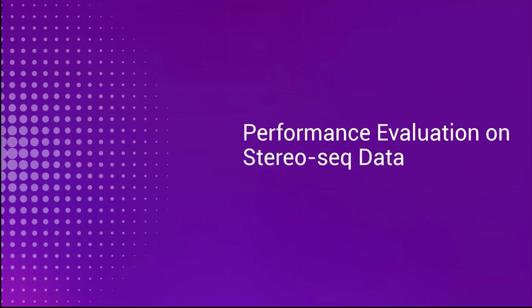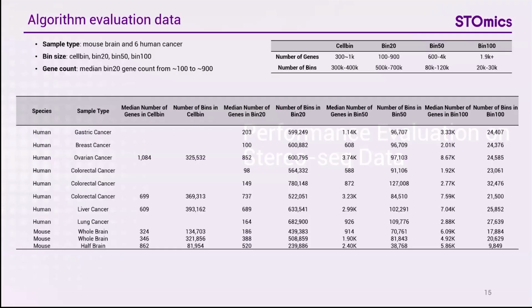Now, I will share the performance evaluation of these spatial gene co-expression algorithms on our Stereo-seq data. First, let me provide an overview of our test data. We tested a total of 11 samples, including mouse brain, human colorectal cancer, liver cancer, breast cancer, ovarian cancer, lung cancer, and gastric cancer. For each sample, we tested cell bin, bin 20, bin 50, and bin 100 if available.